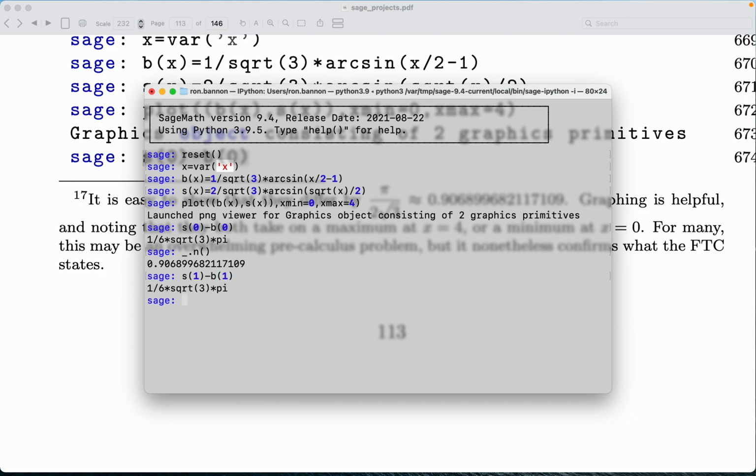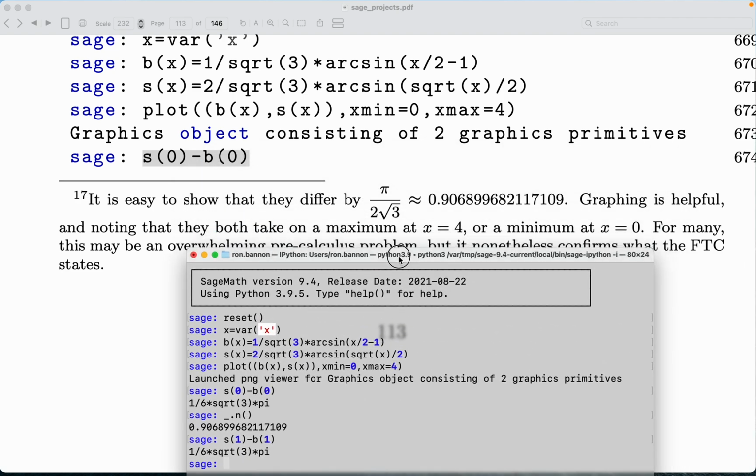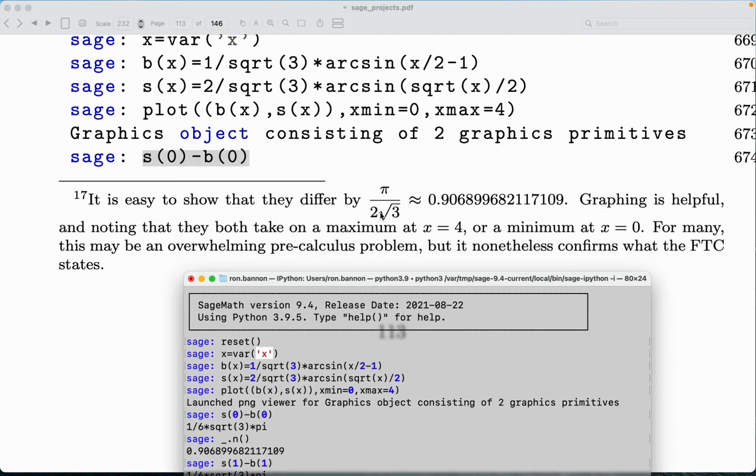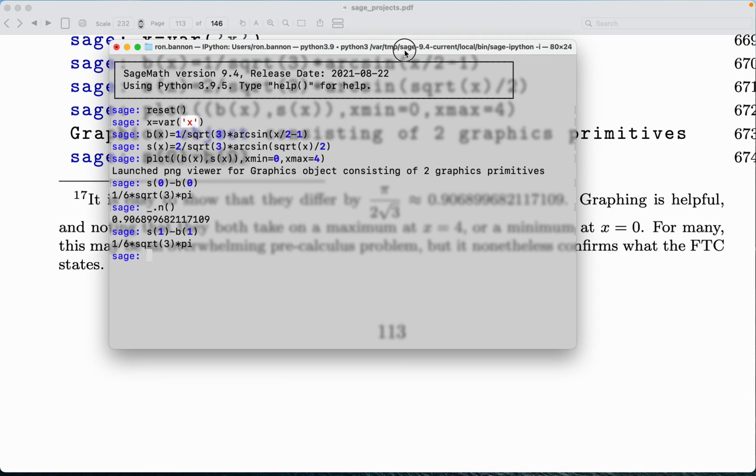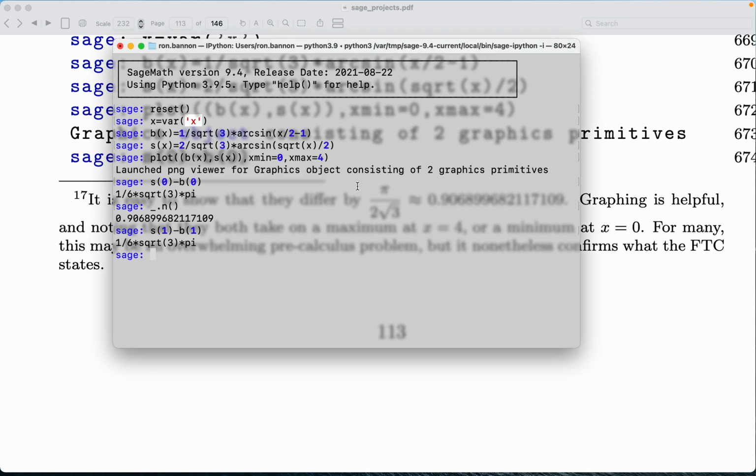And you might say that's remarkable. Not really. It's not remarkable. We were expecting that. If we did our work right, we're expecting them to differ by a constant. I want to point out it's not easy to show they differ by that. Graphing is helpful, and noting that they both take on a maximum at 4 and a minimum at 0. For many, this may be an overwhelming pre-calculus problem, but it nonetheless confirms what we know about the fundamental theorem of calculus, part 1 or part 2. All right, so that kind of closes it out.